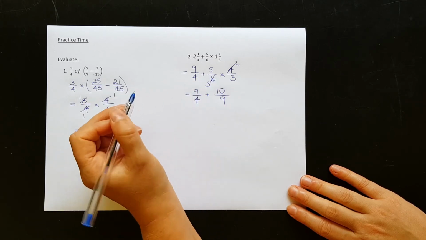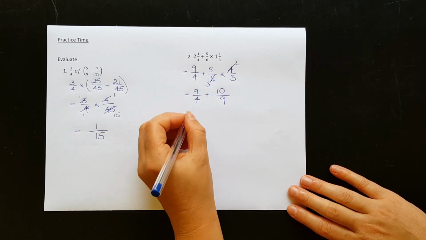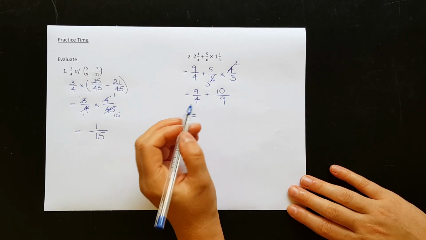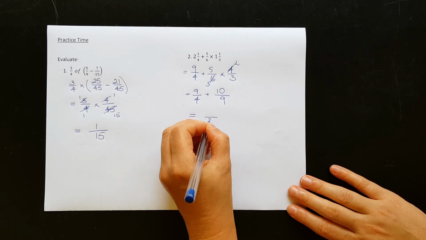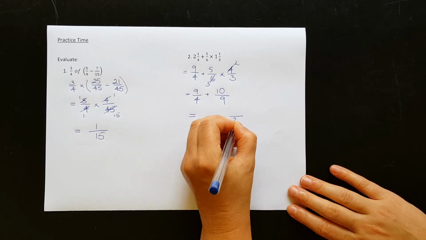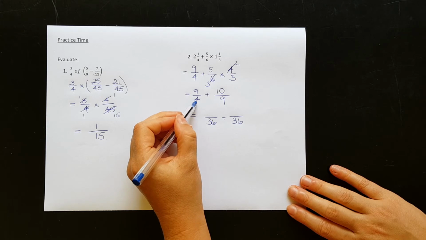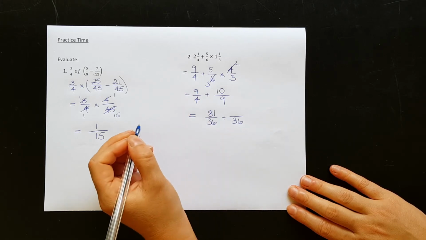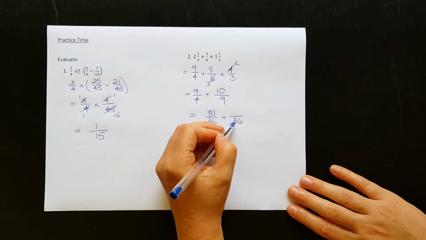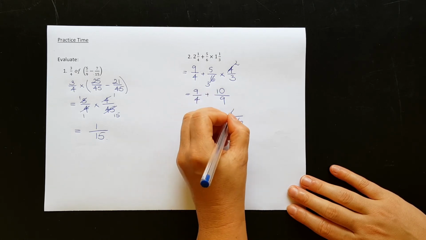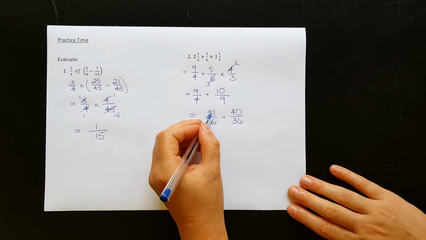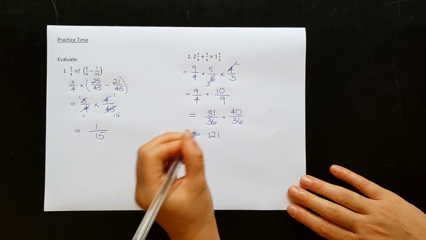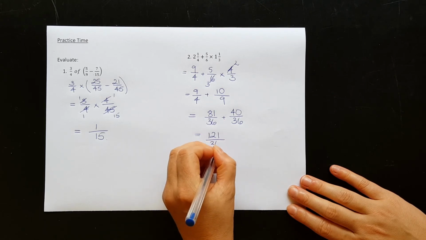Okay, now that the multiplication is done, we can do the addition, the last step. We need a common denominator. So for 4 and 9, we would use 36. This fraction needs to be multiplied by 9. So 9 9s are 81. This fraction's multiplied by 4, so 4 times 10 is 40. Adding together, 81 plus 40 is 121 over 36.